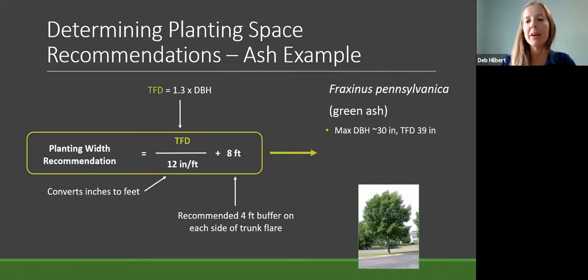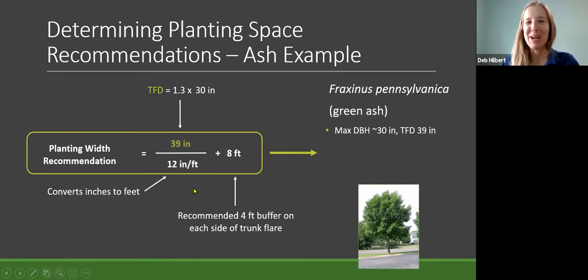So I said, okay, let's just pretend that the maximum diameter at breast height for most green ashes along streets is around 30 inches. I may be way off, but I think that's probably a pretty good estimate. So what you would do is you would plug in 30 inches and multiply it by the factor that we got from our research. So this is the equation from the research. And then you get an estimated trunk flare diameter from that of about 39 inches.